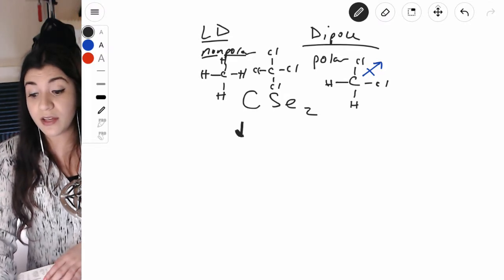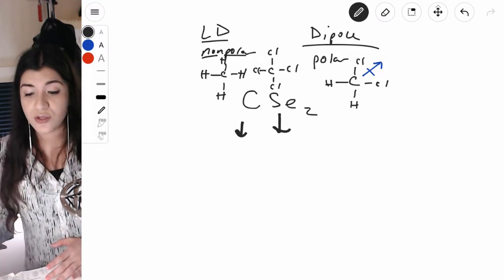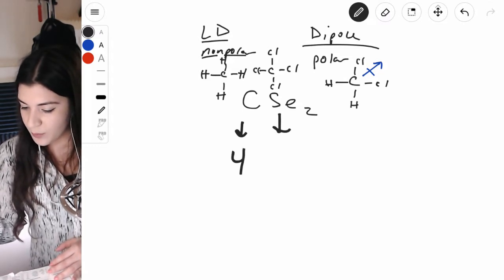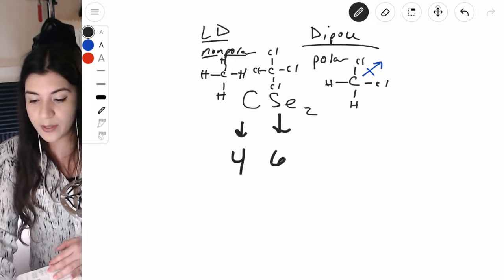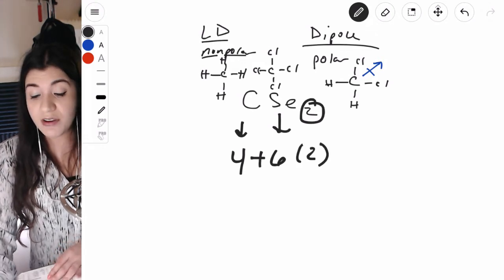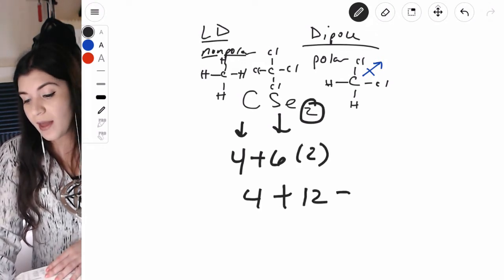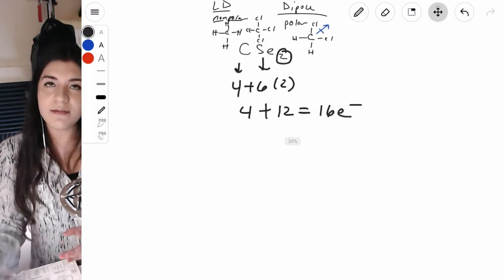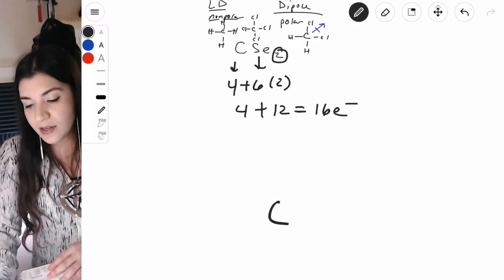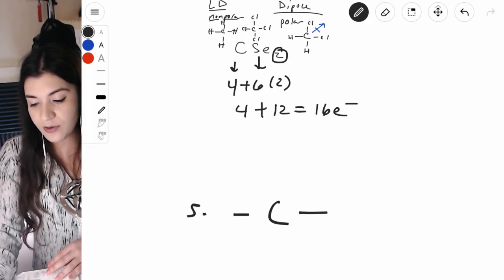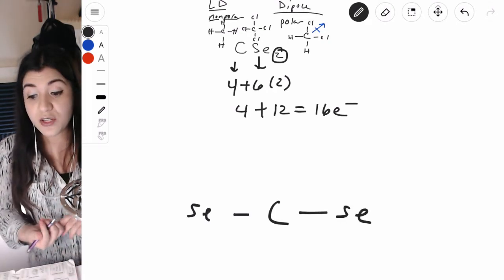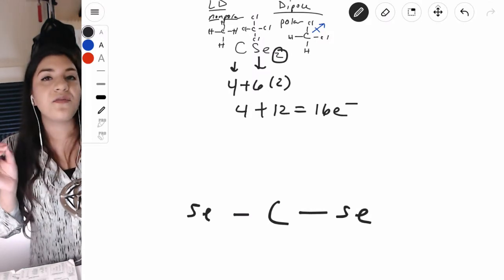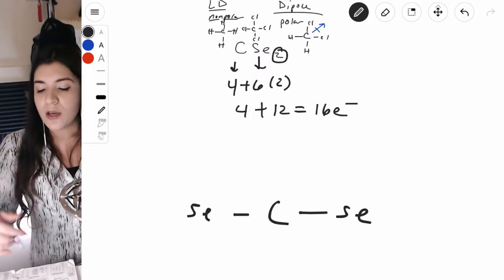So let's look at how many valence electrons there are and then draw this out. For carbon, that would have been 4. And then Se, that would have been 6. Multiply that by 2. I'm adding everything up, so 4 plus 12, and that gives us 16. Our carbon is going to be our central atom because it always is. And then this is going to be surrounded by 2 different atoms. And then I'm just going to put all of the electrons on the outer elements, and then if I need any more, I'll put them in the center.